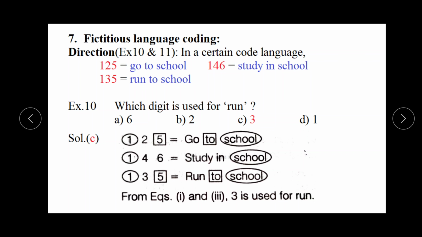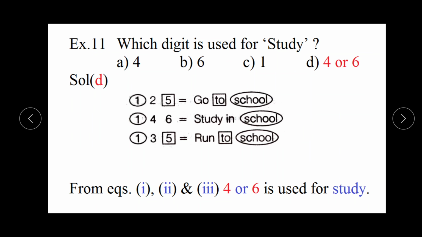So here we can see clearly that the code for "to" is 5, the code for school is 1, and the remaining is for 3. It means run is for 3. So which digit is used for run? That is 3. But if it is asked about a word for which we cannot find out the digit or the code exactly, that time what we will do? Then we will check which digit is used for study.